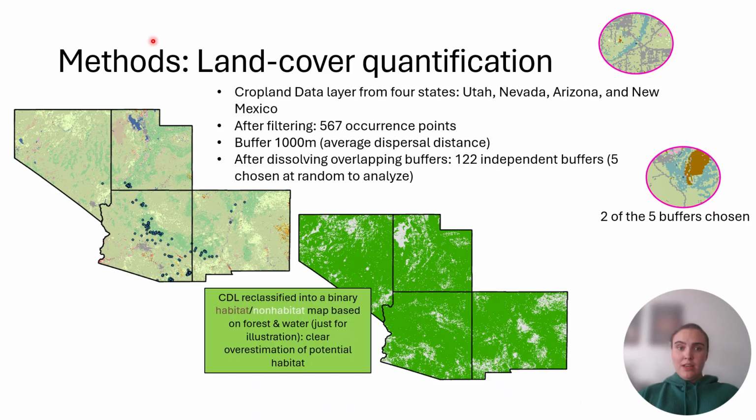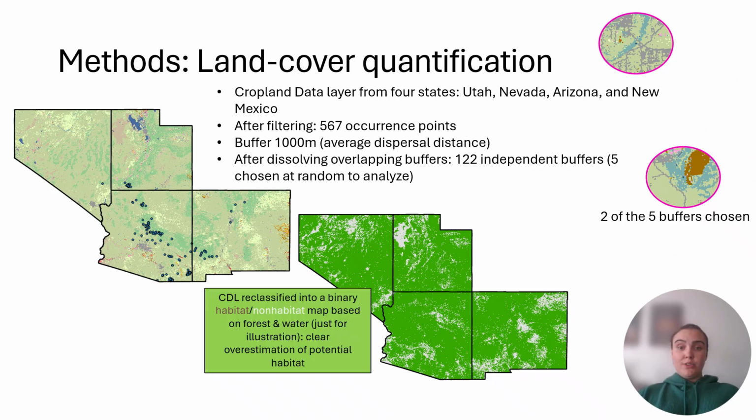Here on the left are the occurrence points on a map. I used cropland data from the 4 states observations occurred in. Here in the middle is the cropland data reclassified into a binary, with habitat in green and non-habitat in white. I then created a 1,000-meter buffer around each point, as it has been determined by Biddy et al. that male canyon ruby spots can disperse up to 1 kilometer, or 1,000 meters. These buffers are shown above.